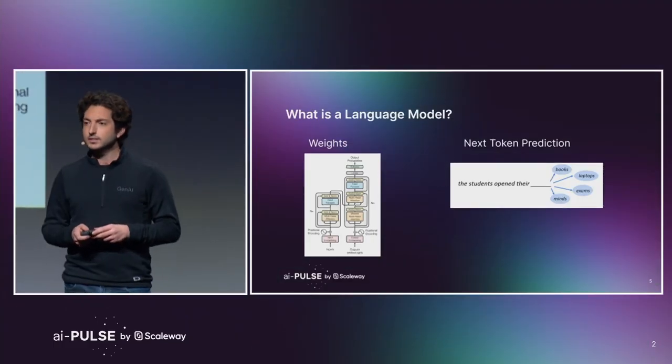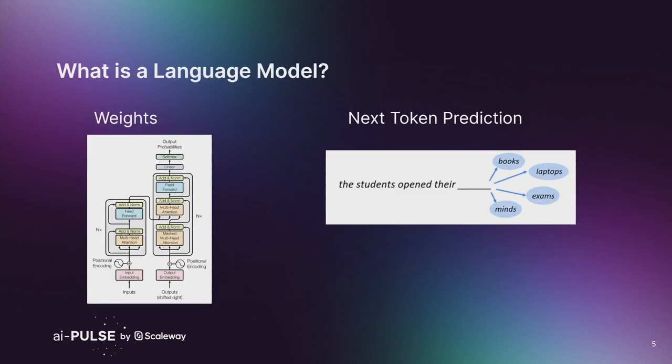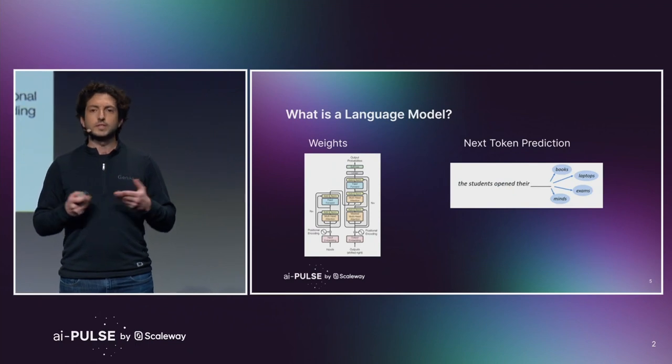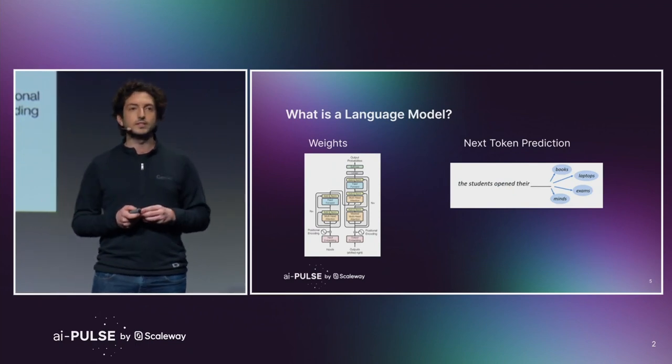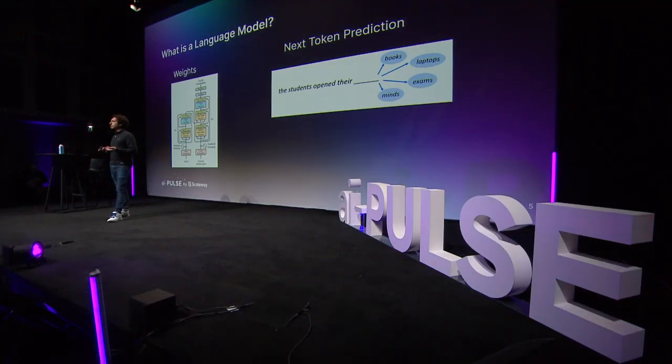A language model is a model, in general a transformer. You all heard about that. It's based on weights, the parameters, combined with the data. So data is what? All the tokens on the internet, all the words on the internet. And we train that on a task, which is next token prediction. Basically, you have this architecture, the transformer, that is trained to predict the next word of all the text on the internet.